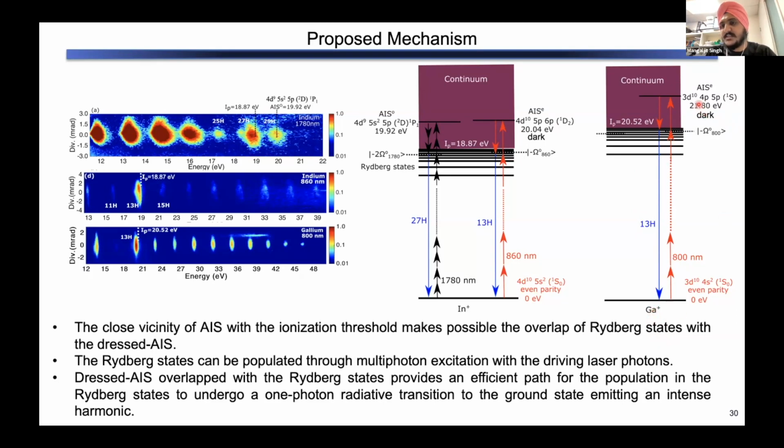So we have a dark state, we have a dressed autoionizing state, which is overlapping with the Rydberg cloud. And again, there is the possibility of one photon transition back to the ground state to emit an intense harmonic order just below the ionization threshold. So this is the mechanism we propose, but there could be many aspects that we still need to think about, but this is what we think could be the possibility.